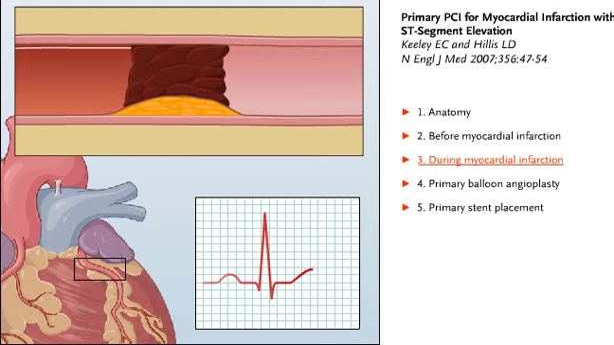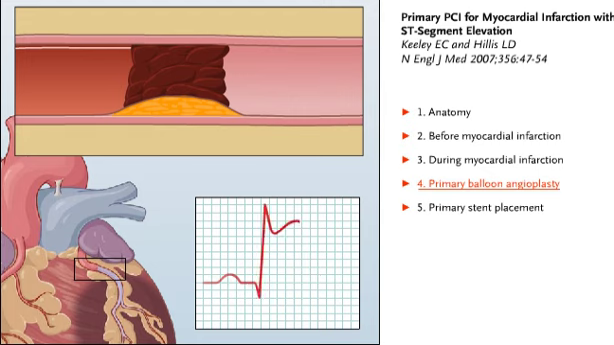Blood flow in the coronary artery ceases, and all the myocardium supplied by the artery becomes ischemic. This is reflected on the electrocardiogram as ST segment elevation. If the ischemia is unrelieved, all the ischemic myocardium will die within a few hours. The objective of balloon angioplasty and stent placement is to restore blood flow in the occluded coronary artery as quickly as possible, thereby preventing ischemic myocardium from dying.